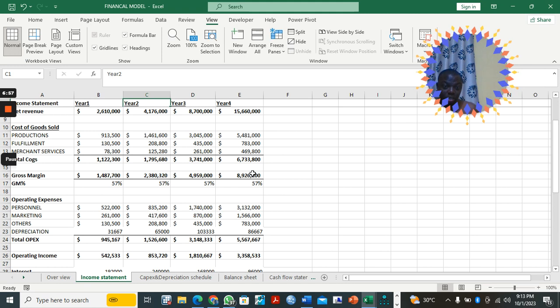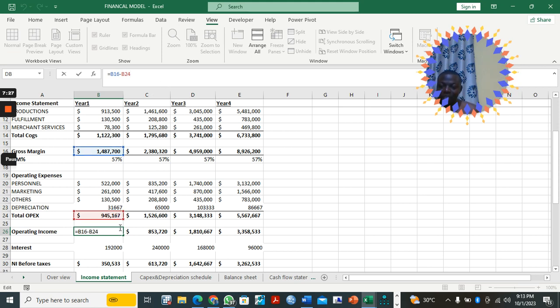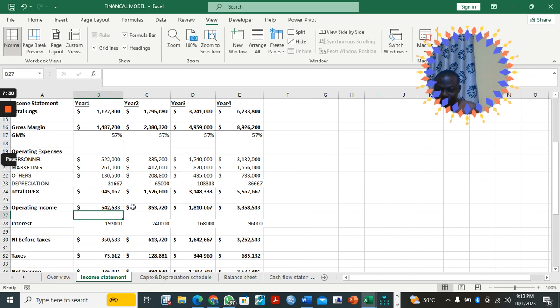So when we get our gross margins, we move to operational expenses. We get our total OPEX, that's it, as this. Then to get our operating income, we simply subtract the operational expenses from the gross margins, and we get our operating income. So we have our interest payments.